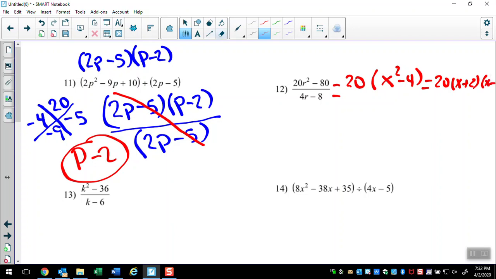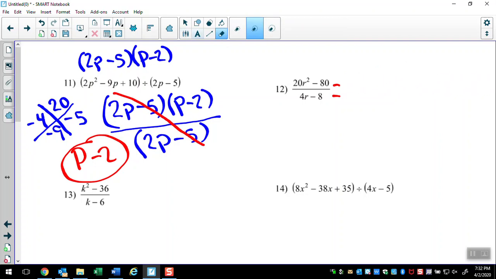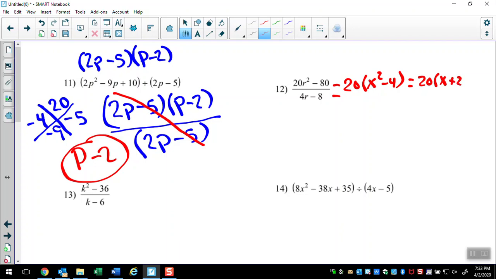I ran out of room. Let me try running a little smaller. All right, so 20, and then we said x squared minus 4. It's a difference of perfect squares, so take the square roots of both of those. The square root of x squared is x, the square root of 4 is 2, so x plus 2 and then x minus 2. So that was factoring a difference of perfect squares. This one here, I can divide them both by 4.